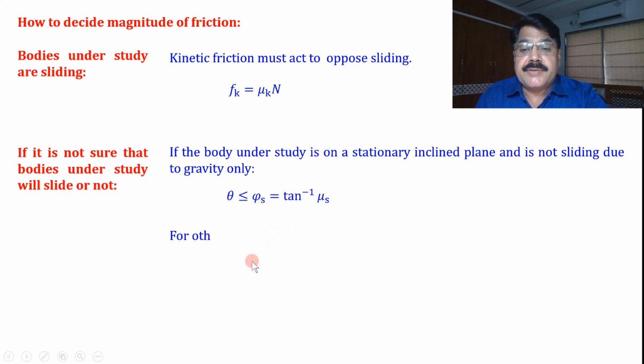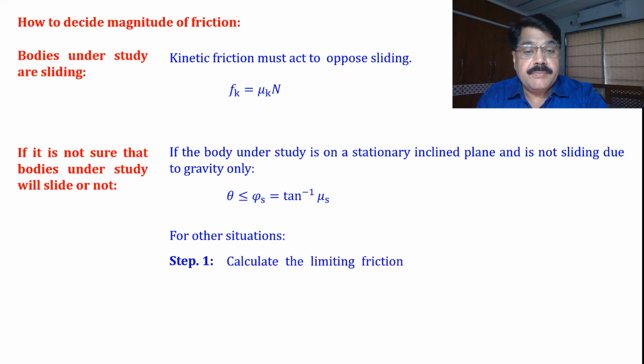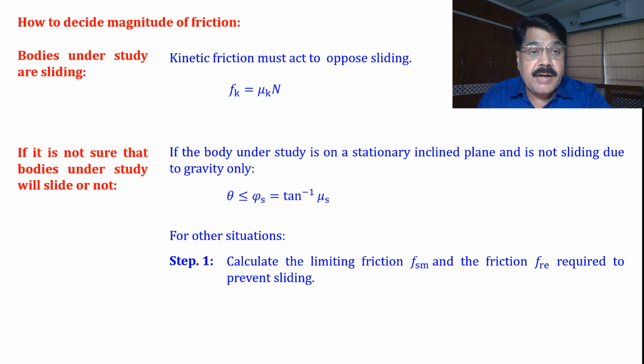Now in other cases, for other situations, we decide the strategy in two steps. In the first step, what we do, calculate the limiting friction FSM and the friction FRE required to prevent sliding. Please take care. We first calculate the limiting friction and we calculate the friction required to prevent sliding. And now, according to cases, step 2: first, if there is no sliding, and second, if there is sliding.